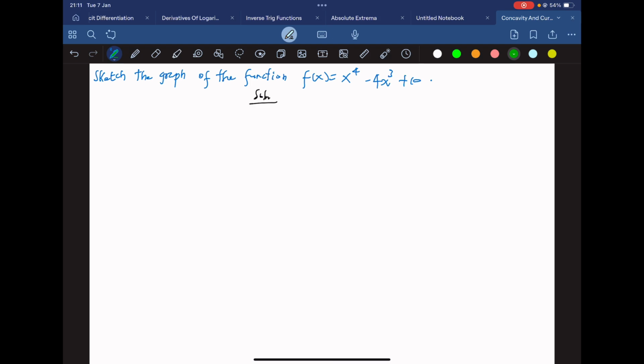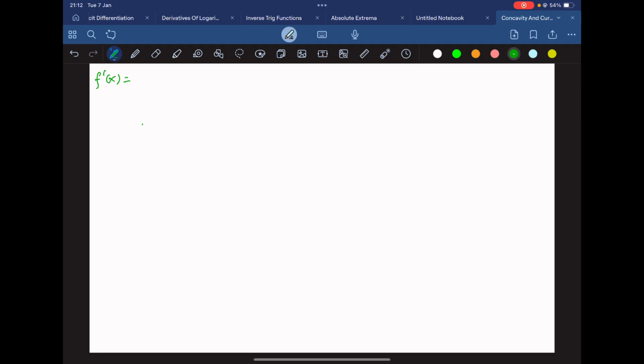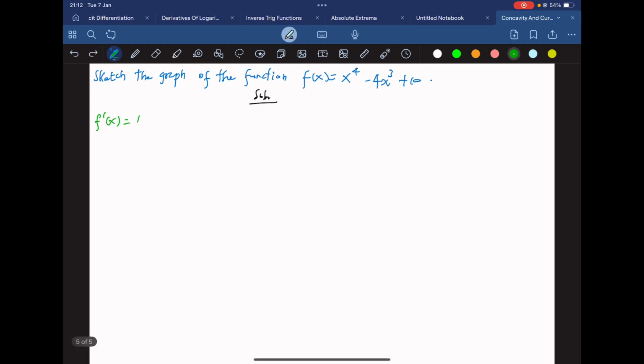Okay, so to find the local extrema, remember, first of all, you have to find f prime of x. So if we differentiate our function, we are going to have 4x cubed minus 12x squared. Then we set this equal to 0. So this implies that we have 4x cubed minus 12x squared equal to 0.